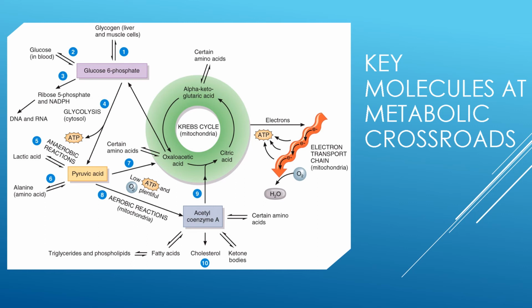Okay, so first we'll look here at glucose 6-phosphate up on the top left. Numbers 1, 2, 3, and 4 are involved in the fate of glucose 6-phosphate. Number 1 being the synthesis of glycogen here. And the synthesis and breakdown of glycogen occur mainly in the skeletal muscle fibers and hepatocytes in the liver.